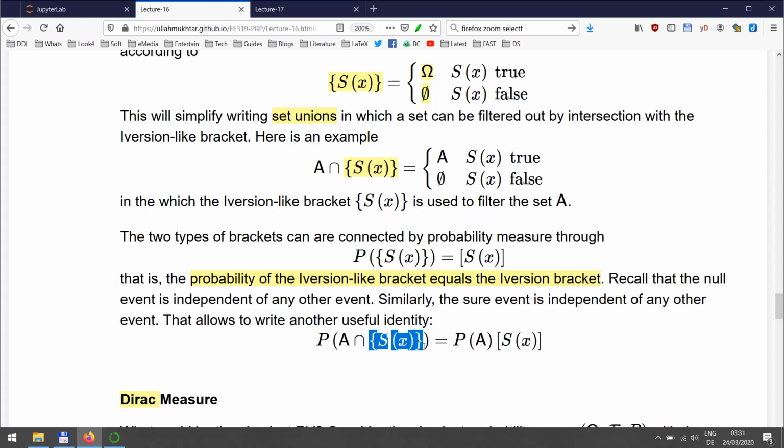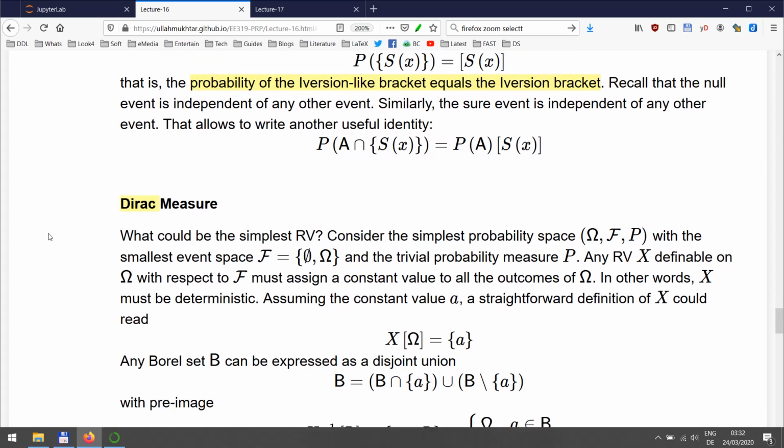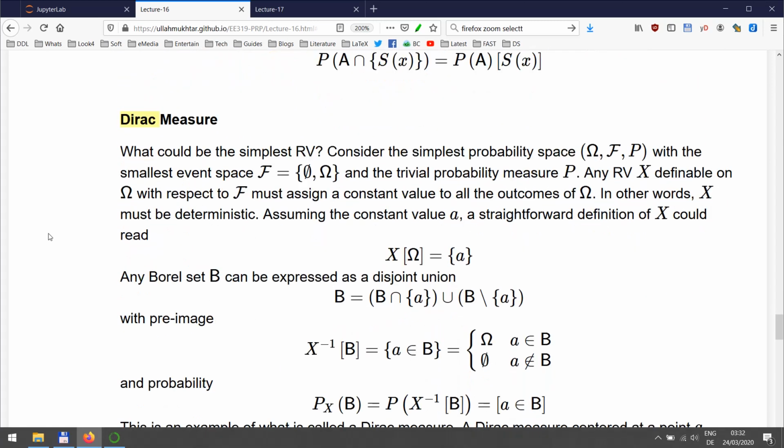So either way, whether S of x is true or false, the probability of this intersection will be the product of the probabilities. The probability of A is the probability of A, and the probability of the Iverson-like bracket is the Iverson bracket. Now this equation looks very unusual because you may not be used to it, but remember, this is very, very useful. We will see this in the topics to come.